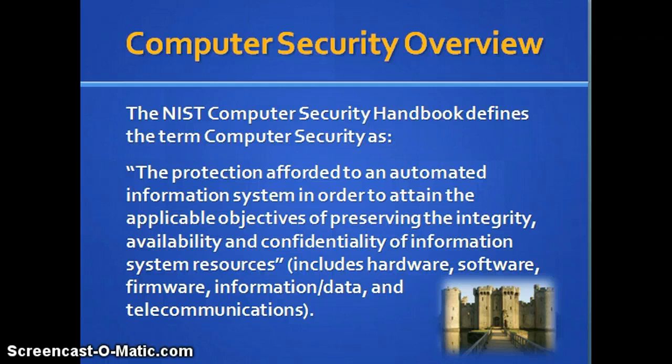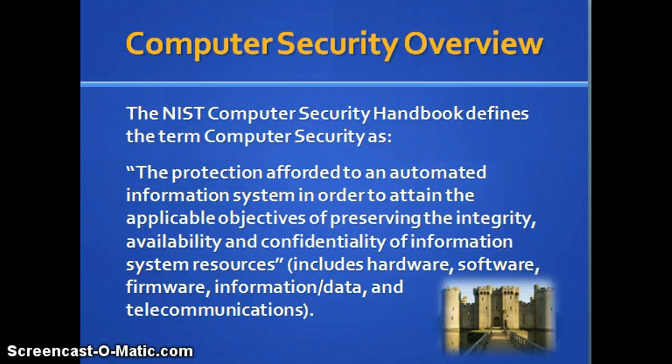Those resources include the hardware, the software, the firmware, the information and data, and telecommunication. When we talk about information system resources, we talk about the hardware used for the information system, for example servers and workstations. The software used means the basic software and the application software. The firmware, the information and data stored in your system, and also we would like to secure the communication between the end users.